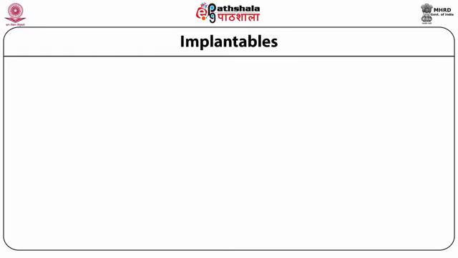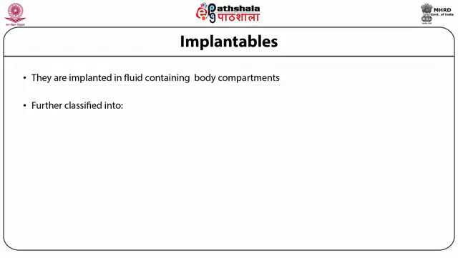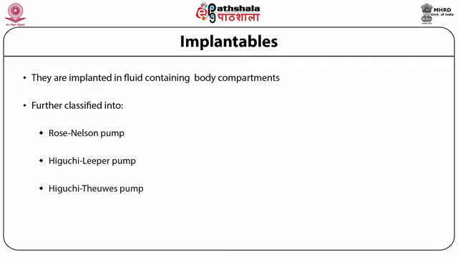Let's first come to the implantable one. They are implanted in fluid-containing body compartments, so it is basically implantation in a certain body part. As I already told you, the further classification is based on development by a particular company: Rose-Nielsen, Higuchi-Leeper, and Higuchi-Theeuwes osmotic pumps. These are the four major kinds of implantable osmotic controlled drug delivery systems available or used in the market.